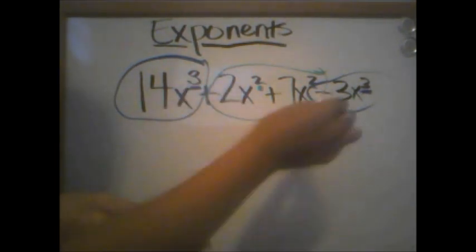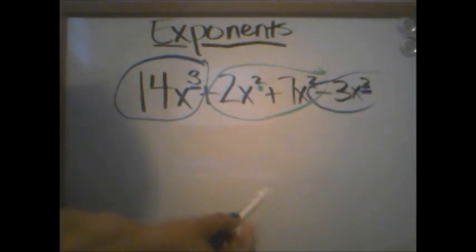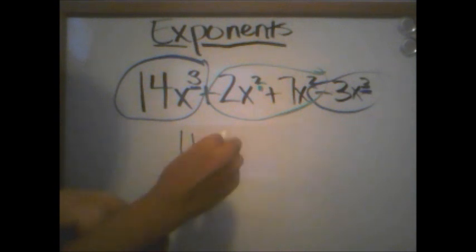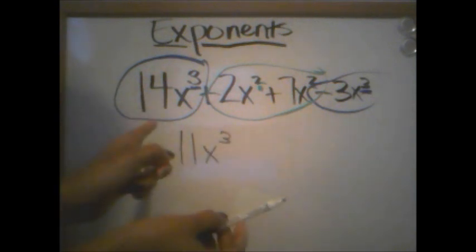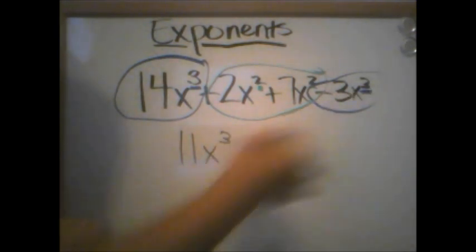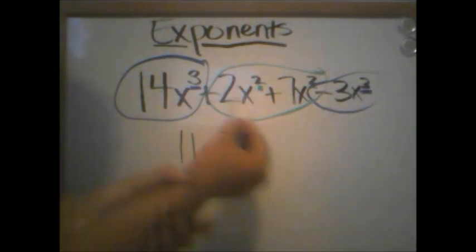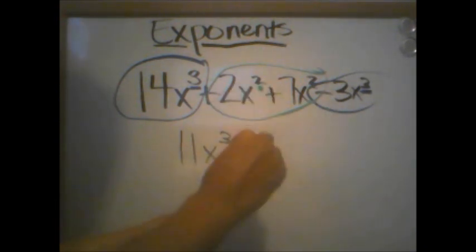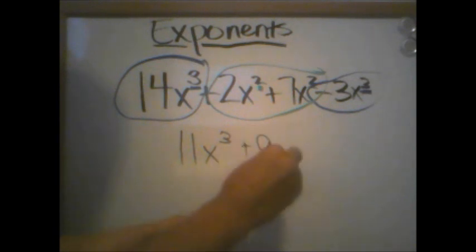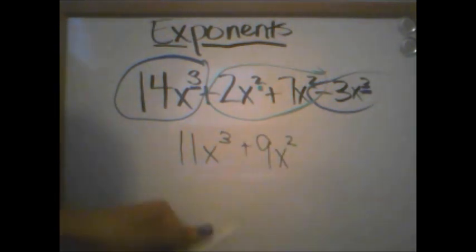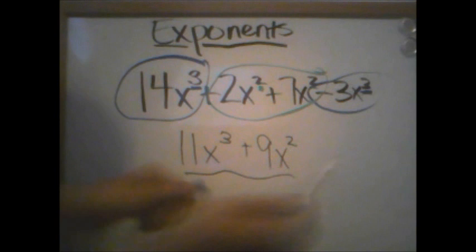14x to the third minus 3x to the third would be 11x to the third. You remember how I got that, right? I did 14 minus 3, which is 11. And then x to the third stays the same. 2x squared plus 7x squared is 9x squared. And again, all I did was add 7 and 2. That's it. That's how I got my answer.